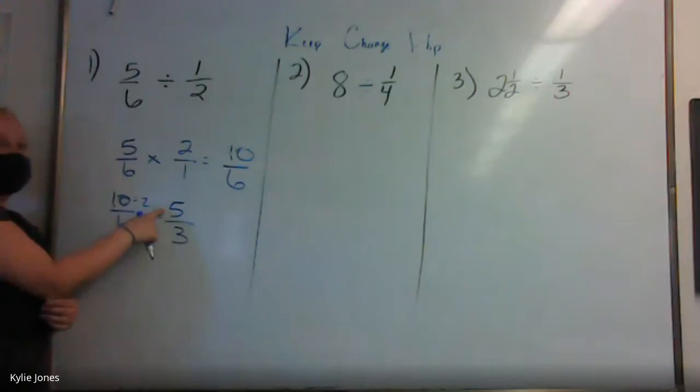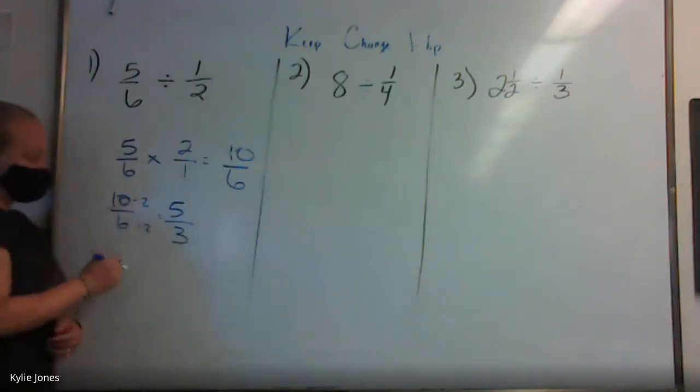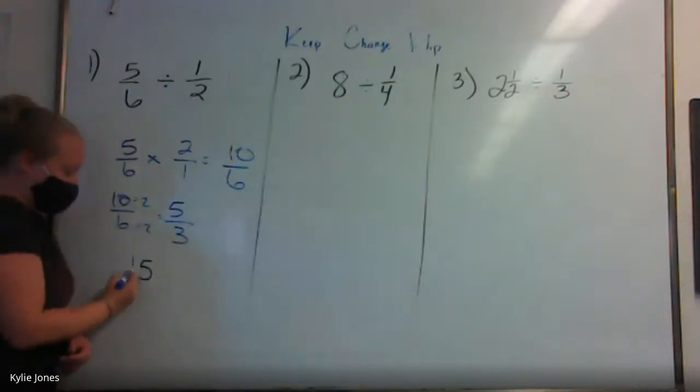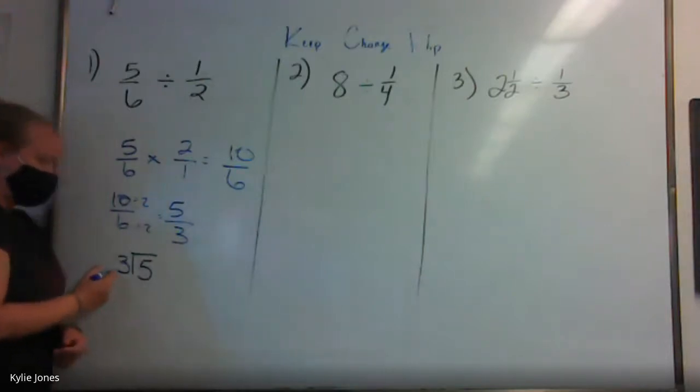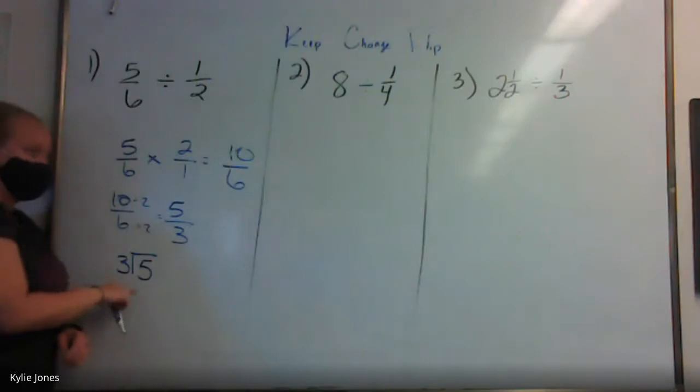What did we learn yesterday? How do we change it to a mixed number? You have to divide. Take the top number, 5, and divide it by 3. How many times does 3 go into 5?